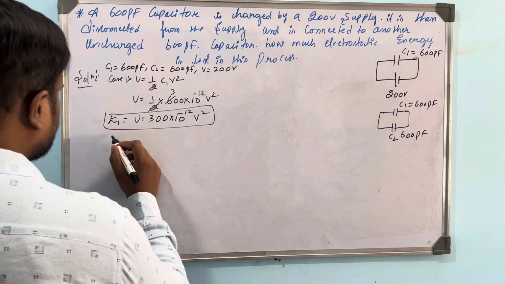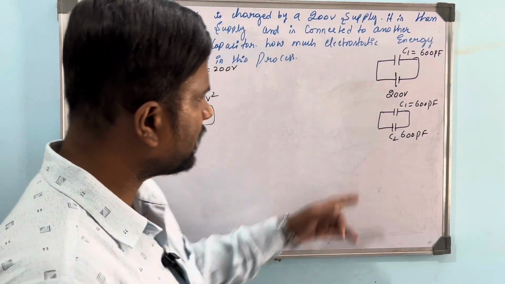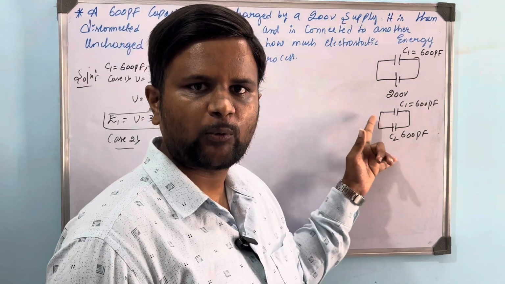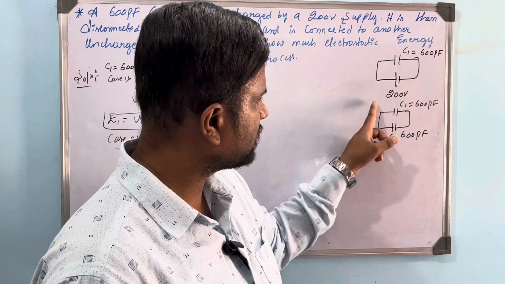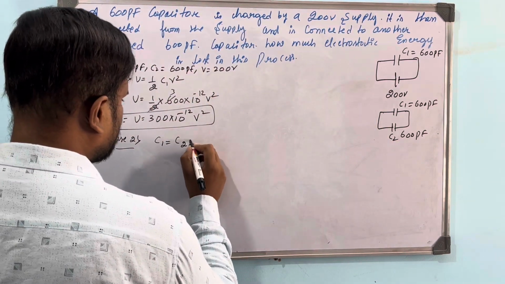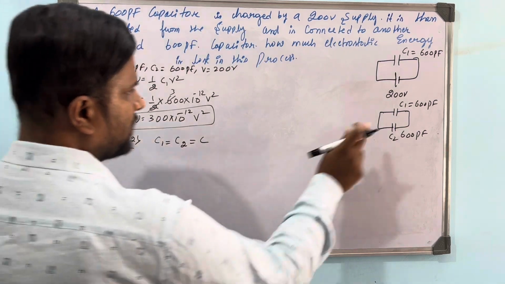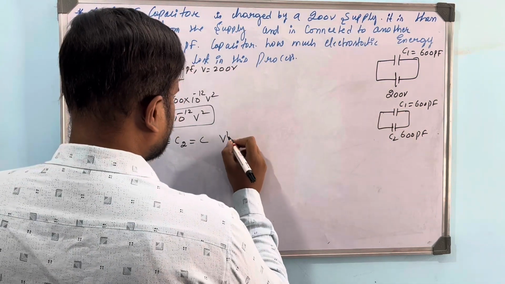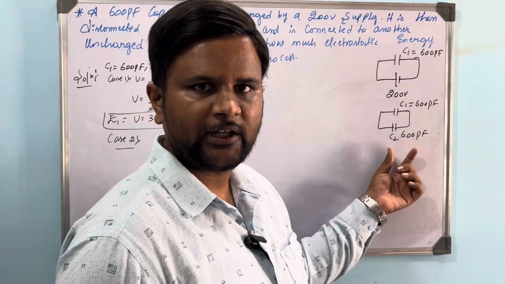Next, case 2. Here they are not giving any voltage value, so we need to calculate the voltage. Both capacitors are the same, so the C1 value and the C2 value are the same, and I will take it as C. Since the capacitors are the same, the voltage becomes half of the initial value. So the voltage becomes V by 2.